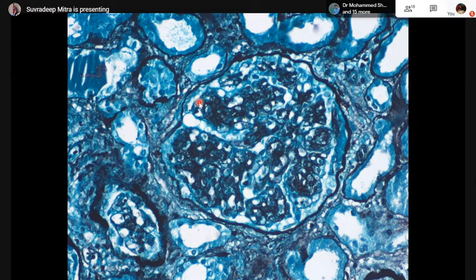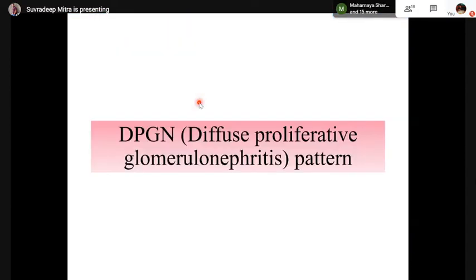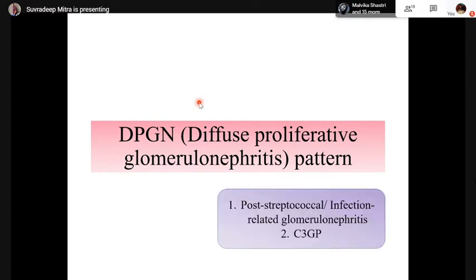Even with lobular accentuation and hypercellularity at the mesangial as well as endocapillary compartment, when you see a normal looking glomerular basement membrane, we tend to label it as diffuse proliferative glomerulonephritis pattern. So what are the causes when we see such a pattern? What are the important causes that come to our mind? Number one is post-streptococcal or infection-related glomerulonephritis, as well as C3 glomerulopathy.